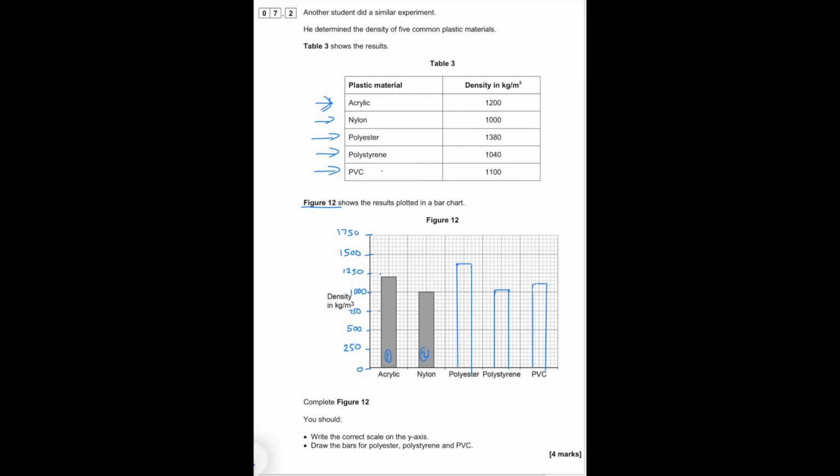So the first question was to write the correct scales on the y-axis. So we did this by knowing that the nylon was 1,000, so that had to be 1,000 there. And we know that acrylic is 1,200. So we know that we've got 4 small squares there, which must equal 200, which means each small square must be 50. So we can use that to plot our y-axis there. Then we plotted the remaining different bars for the different materials.